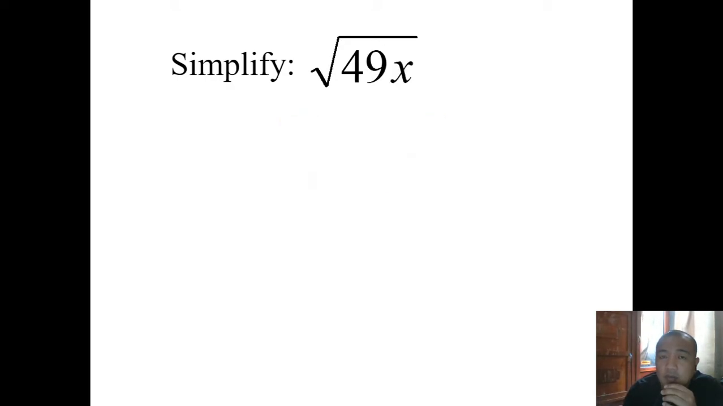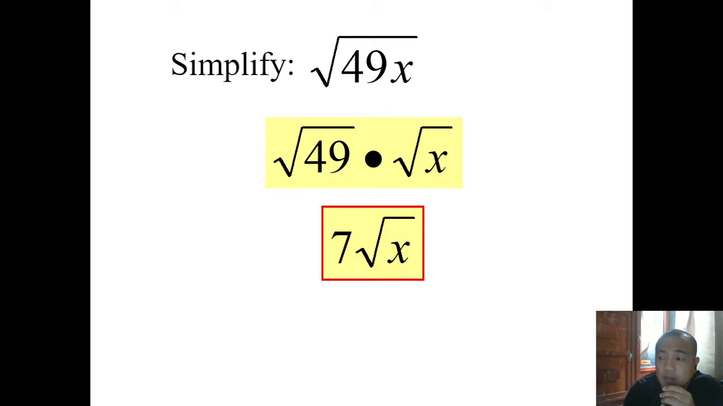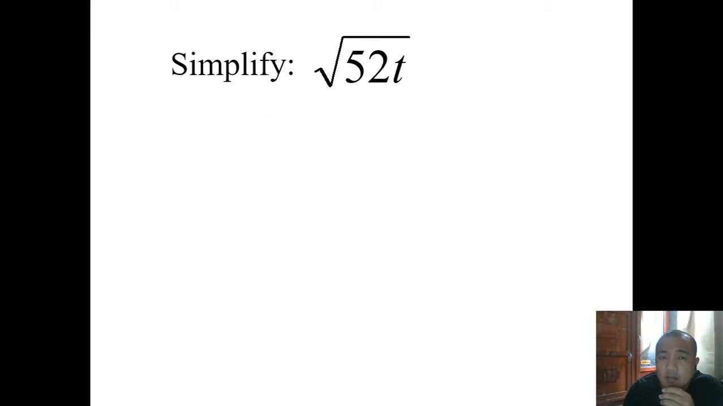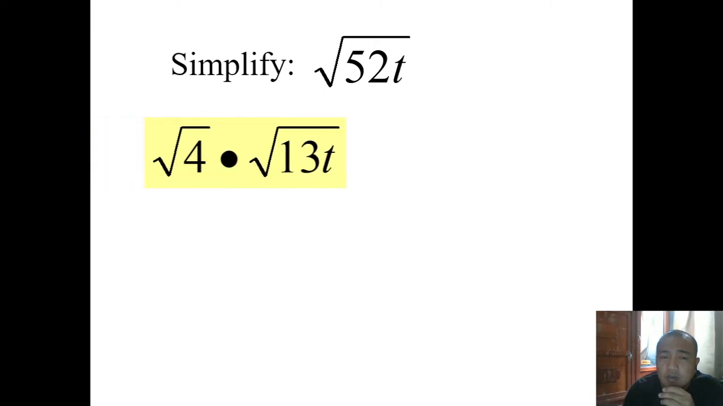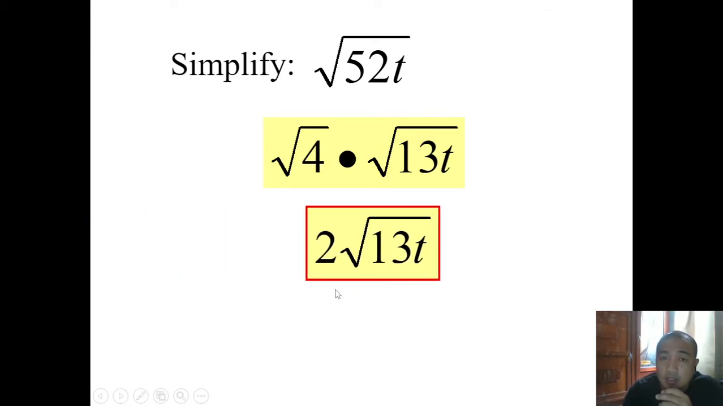How about this? Square root of 49x. That's equal to square root of 49 times square root of x by the product property of radicals. So the square root of 49 is 7 times the square root of x. How about the square root of 52t? Let us factor 52 in which one of the factors is a perfect square. So we choose 4, so that the square root of 4 is 2. So therefore, the answer is 2 square root of 13t.